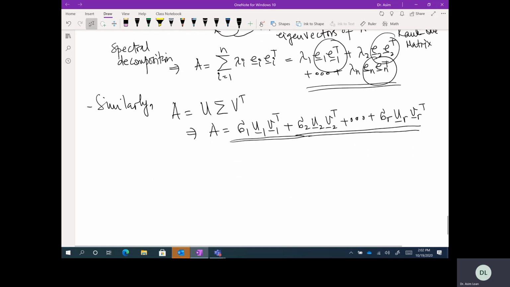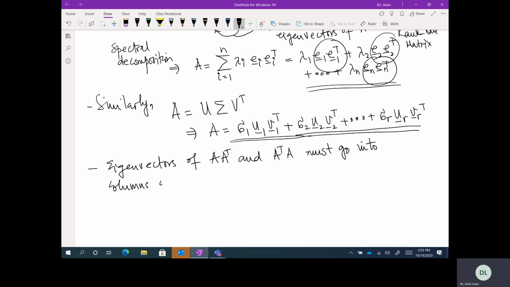Okay, so eigenvectors of A A transpose and A transpose A must go into the columns of U and V.